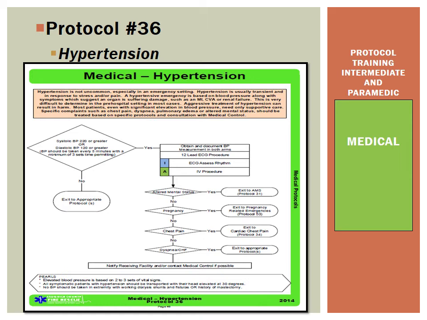This is very difficult to determine in a pre-hospital setting in most cases. Aggressive treatment of hypertension can result in harm. Most patients, even with significant elevations in blood pressure, need only supportive care. Specific complaints such as chest pain, dyspnea, pulmonary edema, and altered mental status should be treated based on specific protocols and consultation with medical control.